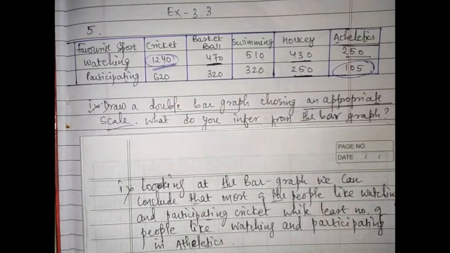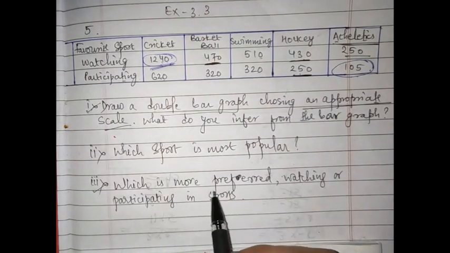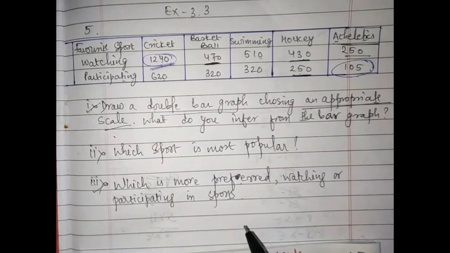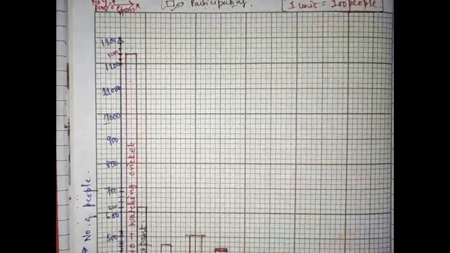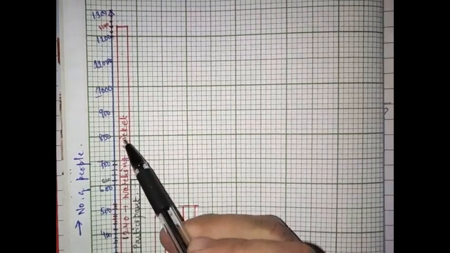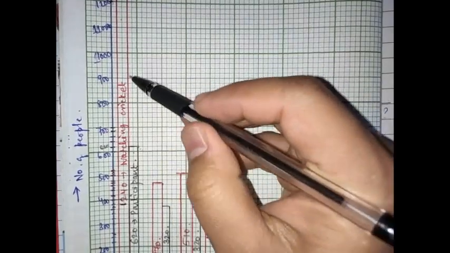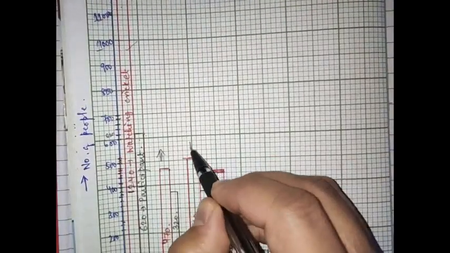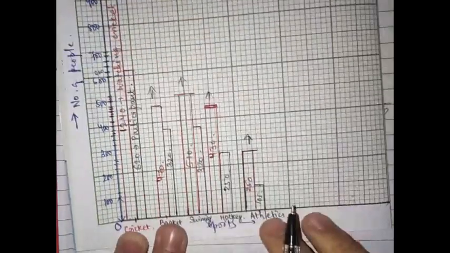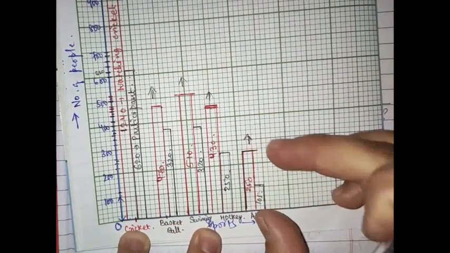So let us proceed question number 3. Here we have the question number 3. The question is, which is more preferred, watching or participating in sports? So which one do you think, watching or participating? So looking at this graph, double bar graph, we can conclude that among the watching and the participants, in every case watching is taller. Watching is taller in every case. Just see, even in case of athletics also, watching bar graph is higher compared to participants.